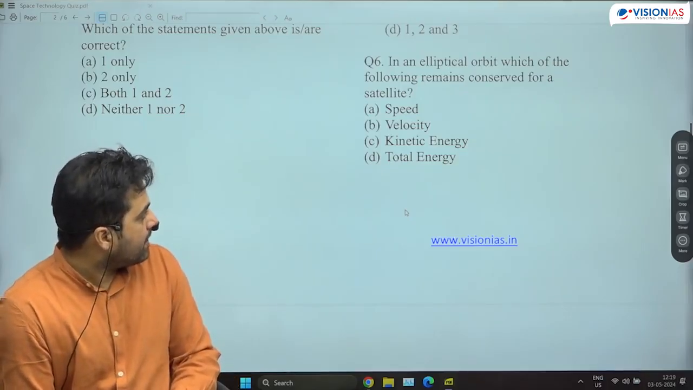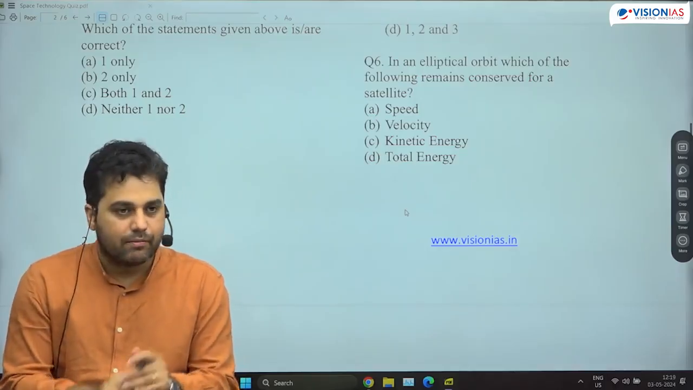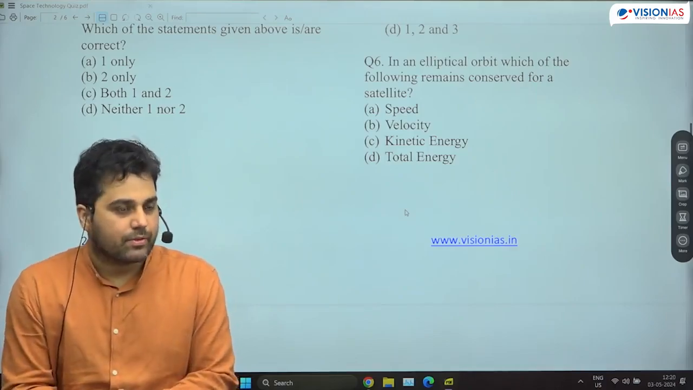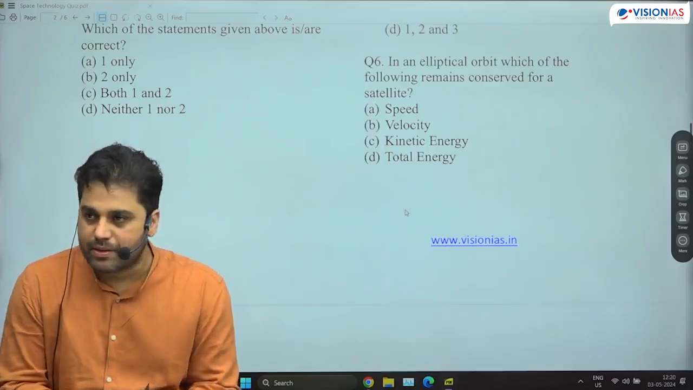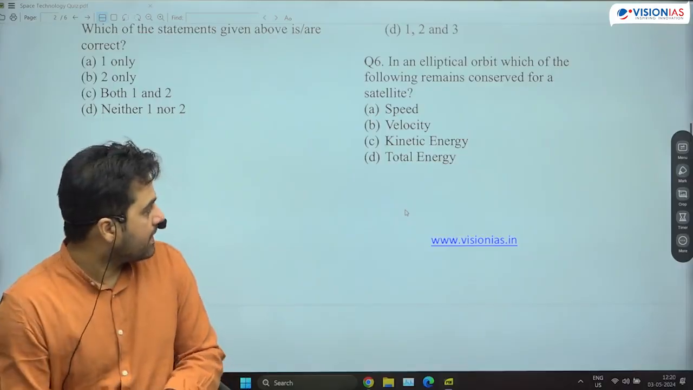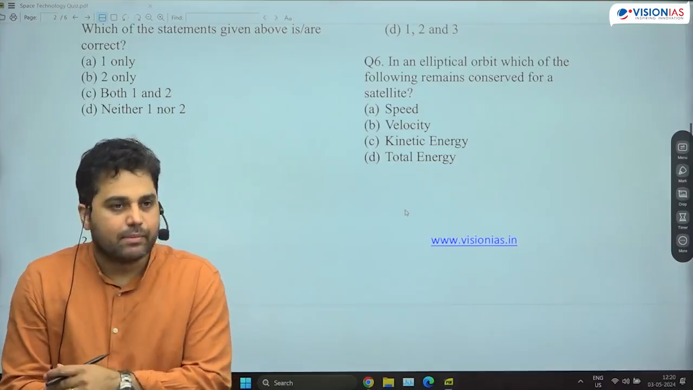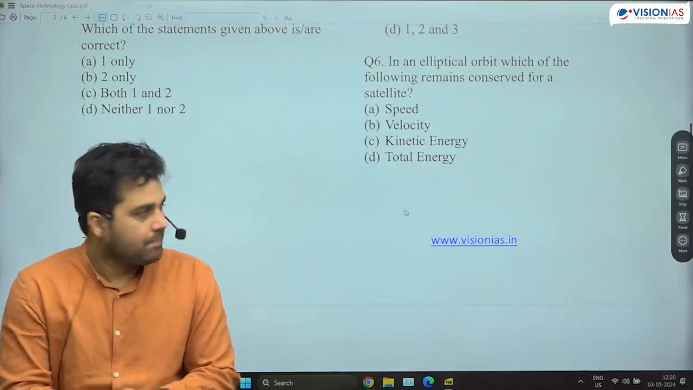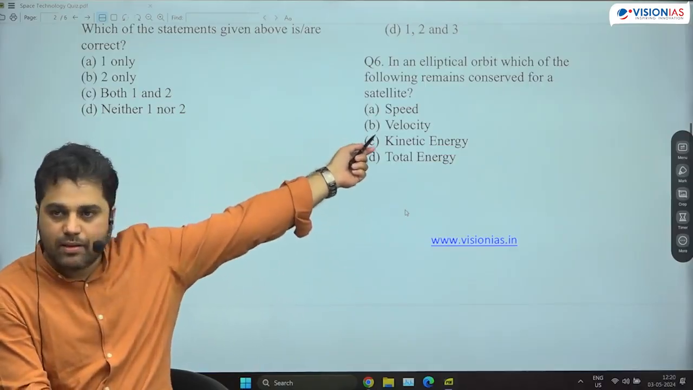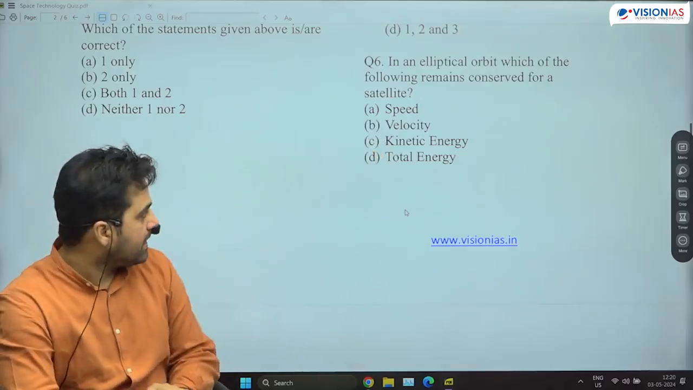Speed will not be the same, because remember, in an elliptical orbit you come very close to Earth and then you go far away from Earth. Whenever you are at perigee, your speed is going to increase. Whenever you are at apogee, your speed is going to decrease. Velocity, of course, will not be the same. Forget about the magnitude, even the direction is changing. If it were a circular orbit, the speed would be constant. In a circular orbit, the speed will be constant, but the velocity still will be changing.